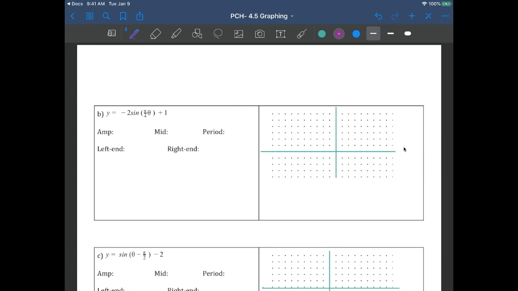All right, where's our amplitude? Our amplitude is the absolute value of negative 2 here, which gives us 2. Our midline is a positive 1. Our period would be 2 pi divided by our b value, which is pi over 4. I'm going to clear my denominator by multiplying by 4 over pi. My pi's cancel, giving me 8. That's rad.